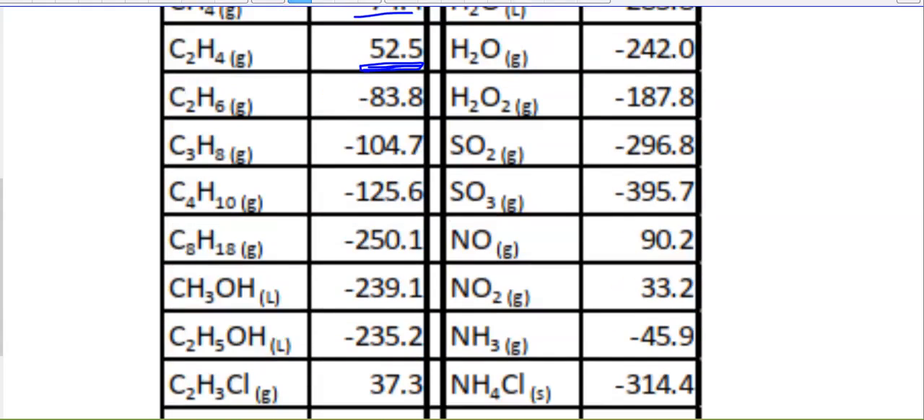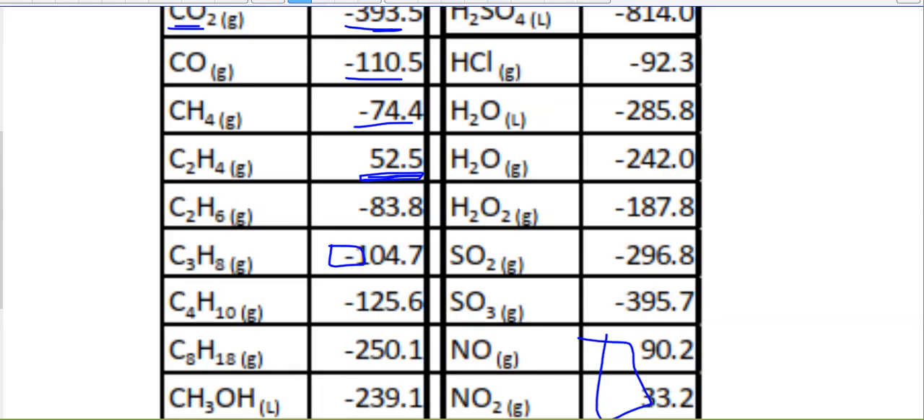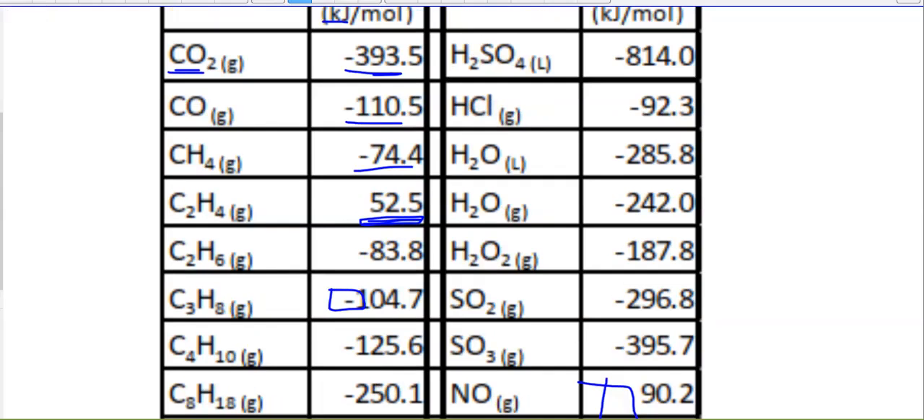Most of the chemical reactions, most of the heats of formation on here are exothermic, as you can tell by all the negatives. There's a few that are positive, but by and large, they're all negative. So just pay attention to your symbols. And water is on here twice, once in a liquid state, once in a gas state. So do pay attention to their actual table, their actual values.